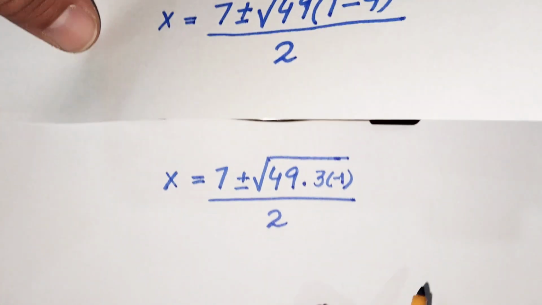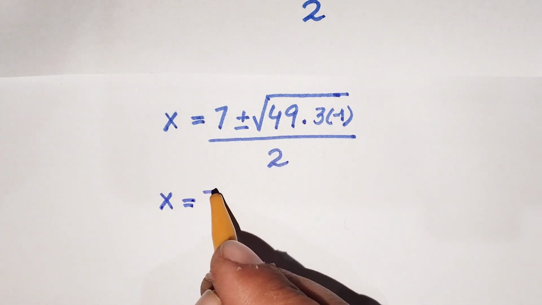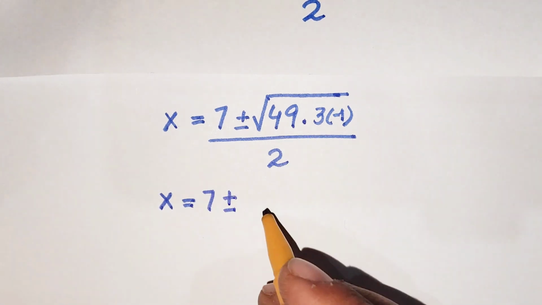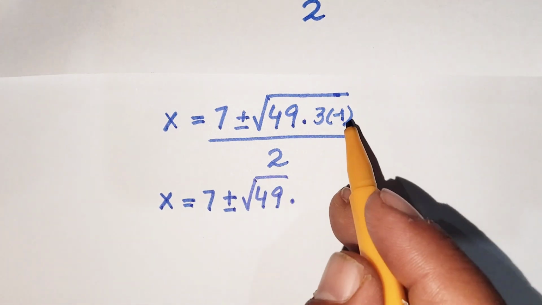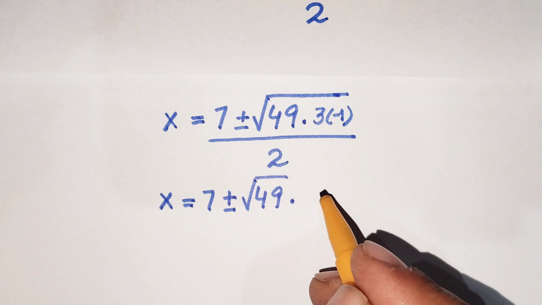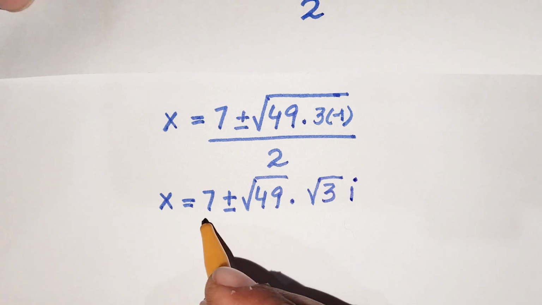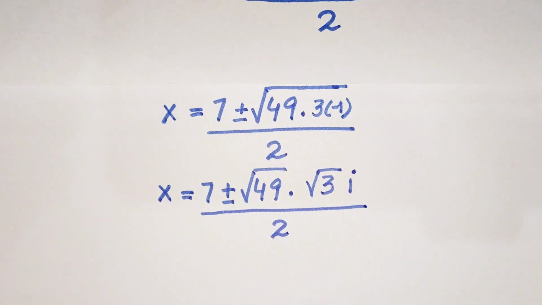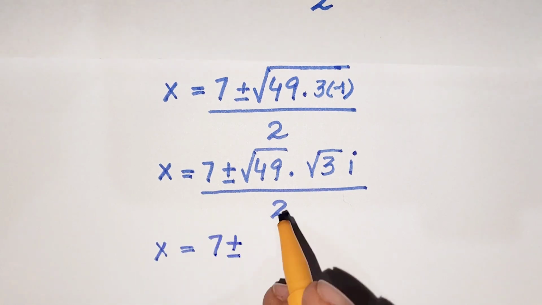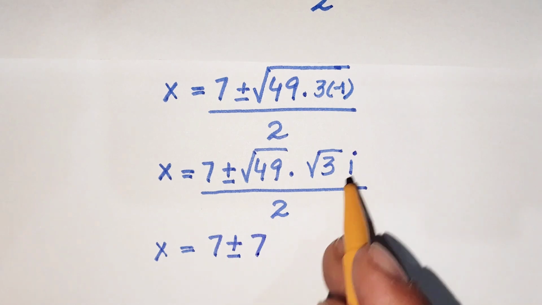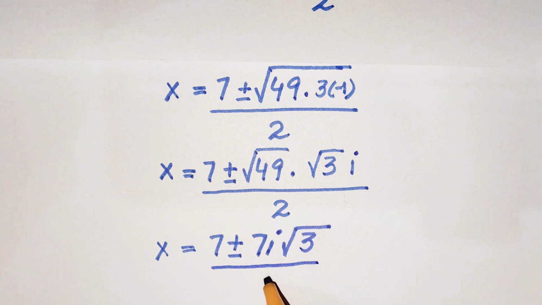So our next step is x is equal to 7 plus minus, we can separate this one, the square root of 49 times 3 times minus 1, so we can write minus 1 here as iota, so square root of 3 and iota, all over 2. Now x is equal to 7 plus minus square root of 49, which is 7, and then we can write i here, and square root of 3 all over 2.